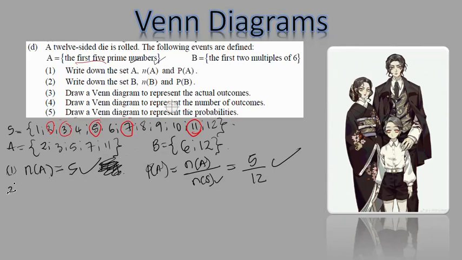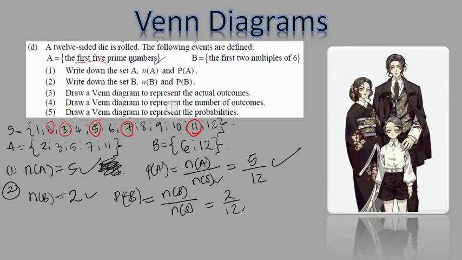Okay, number 2. It says, write down the set B, n of B and the probability of B. I already wrote the set of B. There it is. And then n of B, it basically asks me for the amount of values that are in the set B. That is 2, right? In B, I only have 2 items. The probability of B, you always start with the formula, n of B all over n of the sample space. How many items are in B? I have 2 items in B. How many items in the sample space?